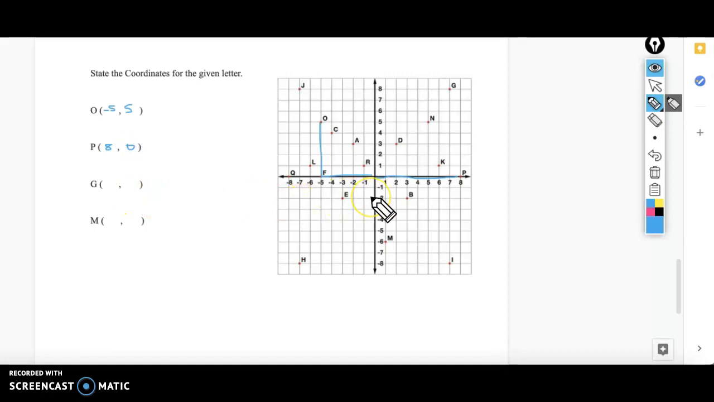Okay, G, looking for G. G is right here. So I went over 7 and then I went up 8. And then last but not least, M, I went over 1 and down 6. So I went over 1 and then down means I'm going -6. And that's it. Hopefully that was a good review.